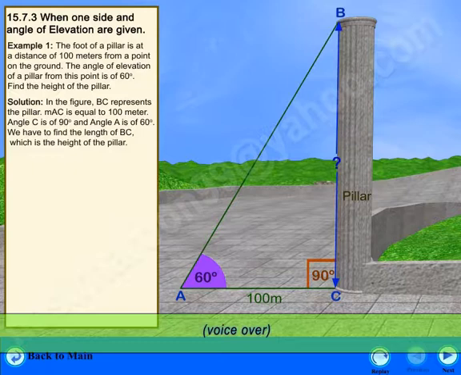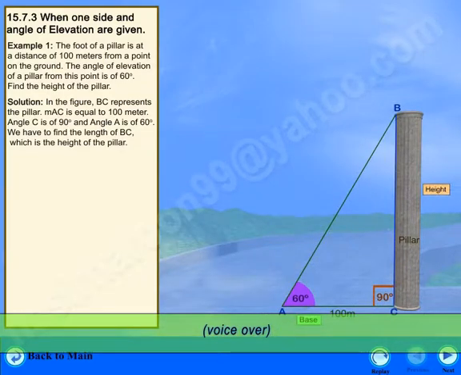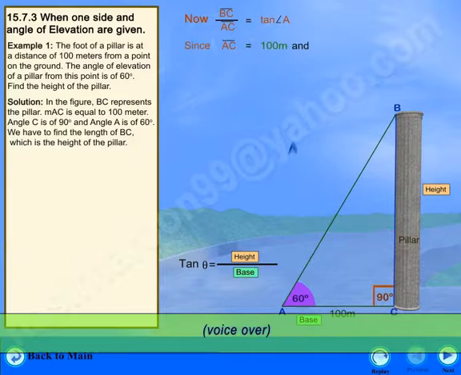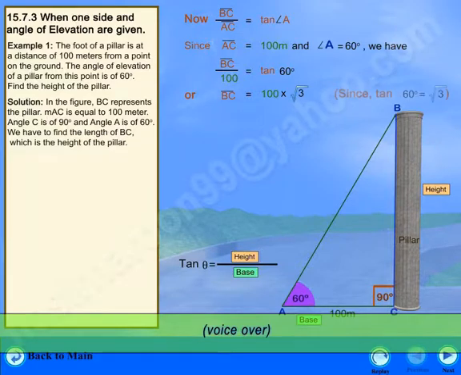Solution. In the figure, BC represents the pillar. Side AC is equal to 100 meters. Angle C is 90 degrees and angle A is 60 degrees. We have to find the length of BC, which is the height of the pillar, since tangent theta is height over base. Now BC over AC is equal to tangent A. Since AC is 100 meters and angle A is 60 degrees, we have BC over 100 equals tangent 60 degrees, or BC equals 100 root 3, since tangent 60 degrees is equal to root 3.